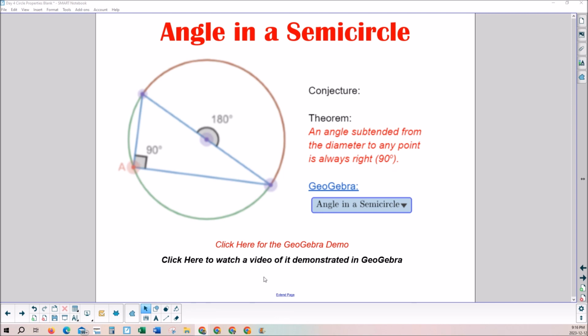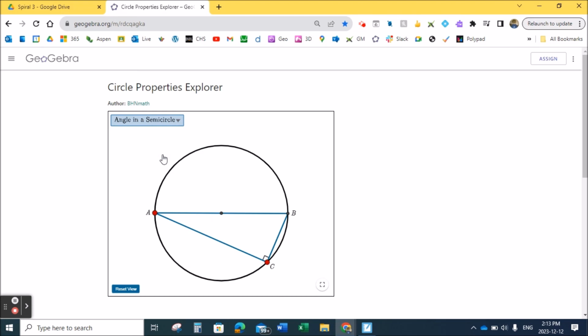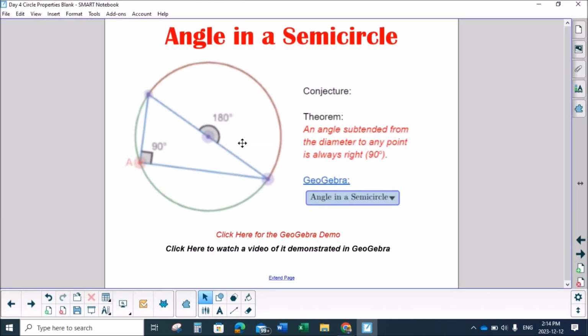And now let's watch this demonstrated in GeoGebra. The property we're talking about is angles in a semicircle. And you see this is set up with the diameter and the points going from each edge of the diameter to any point on the circle. And you'll notice that that angle there is always 90 degrees. You can see that it's always 90 degrees no matter where we go. And so this demonstrates how the angle subtended from the diameter is always 90 degrees no matter where it ends up.